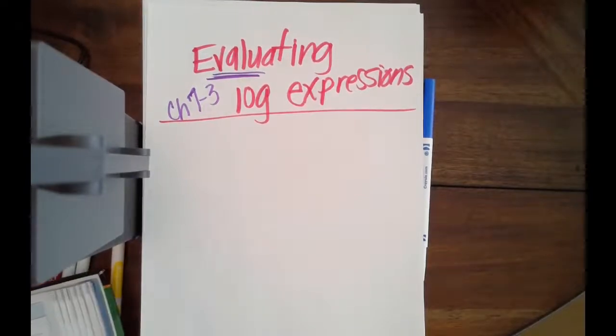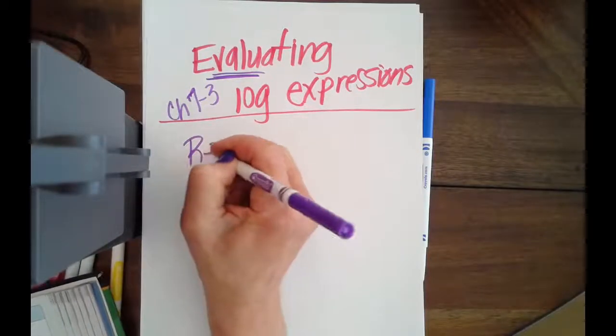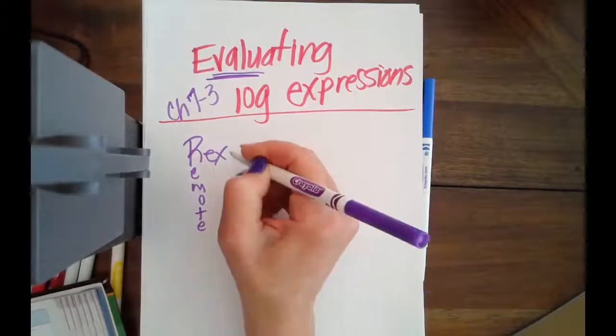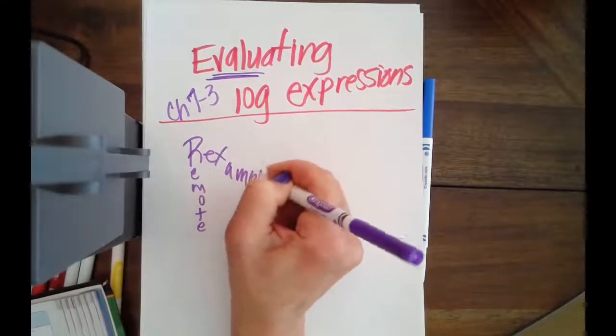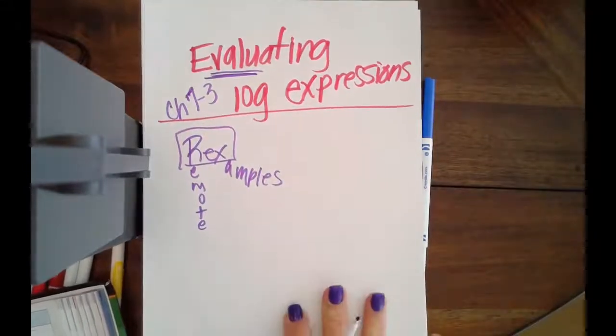Okay, so for example, let's say I say evaluate, and these are called Rexes, remember? These are remote examples. Okay, I know it's a goofy name, but I had to do something. I was bored. Remote examples. All right, so Rex number 1 for evaluating.